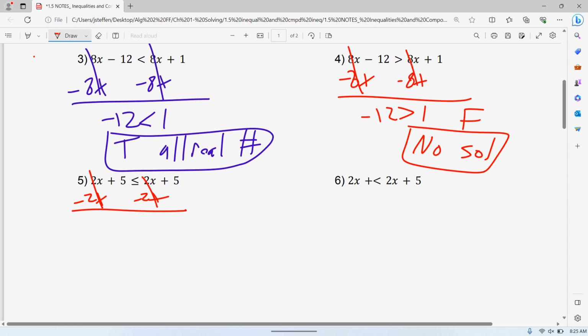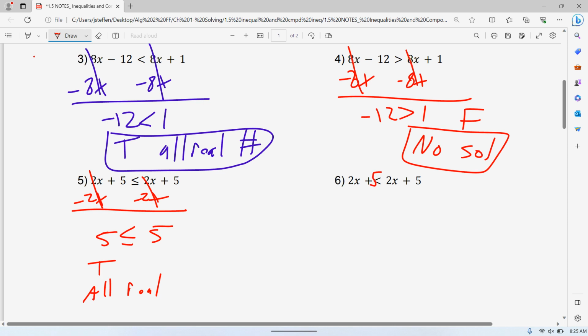I end up with 5 is less than or equal to 5. Is that true or false? Well, it's true. 5 is equal to 5, so that was true. That fits in that scenario. So that again is true, which is all real numbers. I realized after I printed it there should be a 5 here, so if you want to put that in your notes.